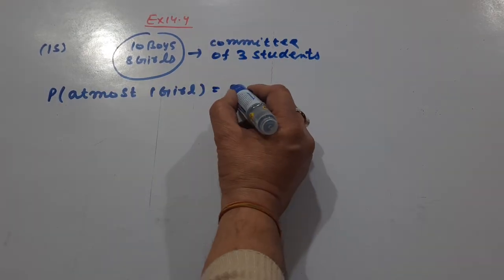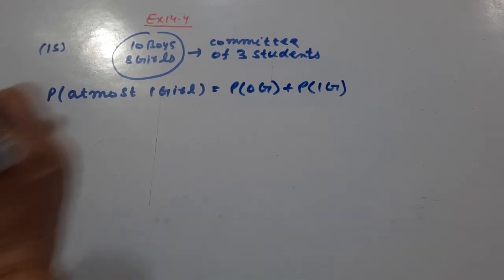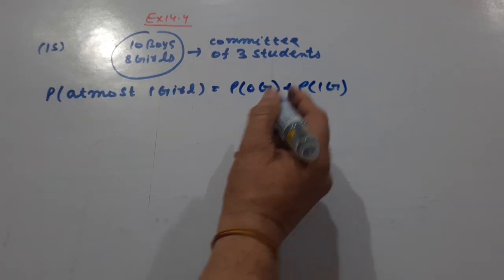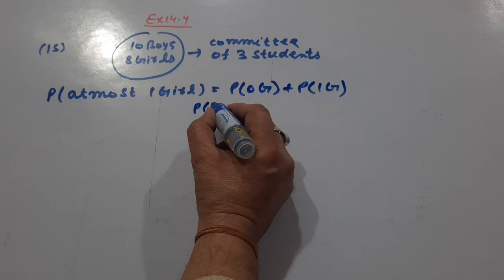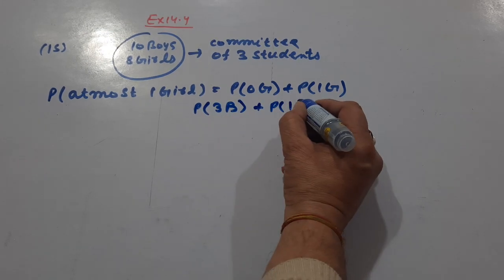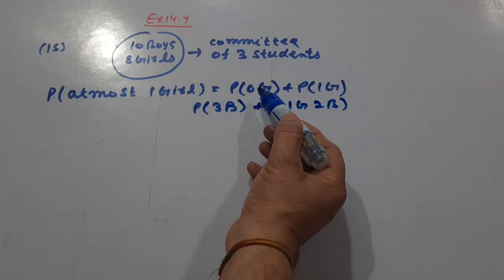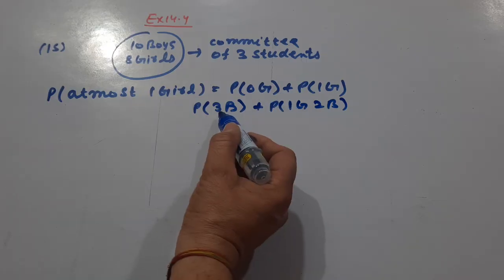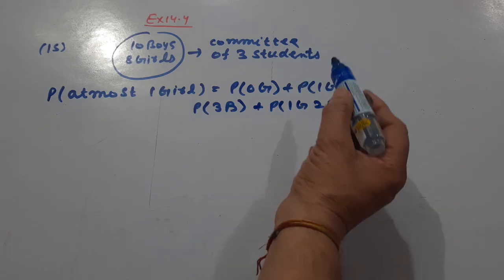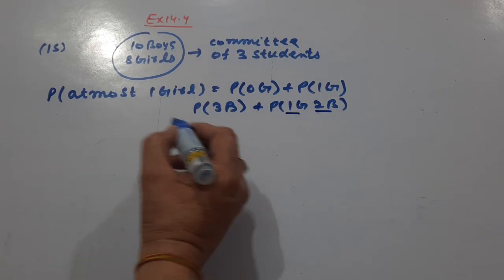At most one girl means that in the committee there is no girl or there is one girl, right? When zero girls, it means all boys, and one girl means one girl and two boys. हमने 3 की कमेटी बनानी है और 3 की कमेटी में अगर कोई भी गर्ल नहीं है, इट मीन्स उसमें सारे बॉयज होंगे। और अगर उस कमेटी में वन गर्ल है, तो इट मीन्स वन गर्ल एंड टू बॉयज। Now let us find the probability of 3 boys.